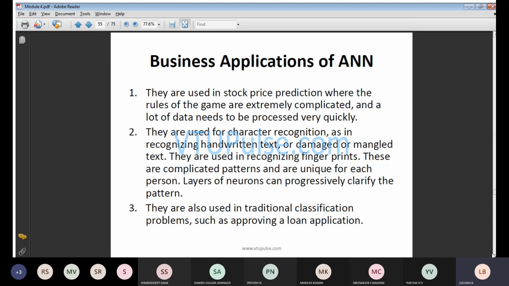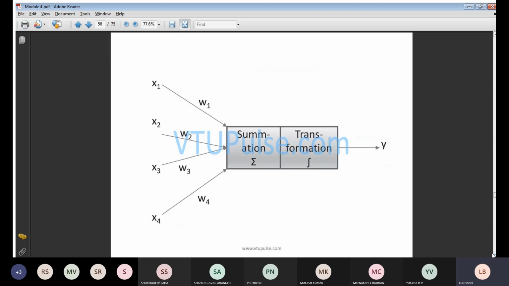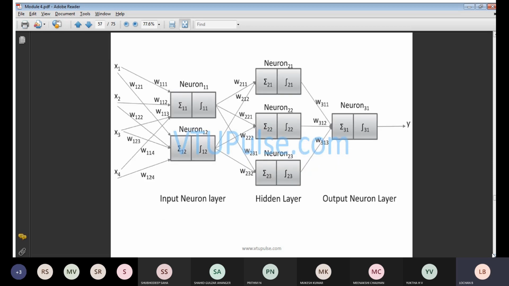Next, a traditional classification problem, for example loan applications, where you will have various inputs, that is X, and W, which are the weights. For example, they have taken 4 data variables, but you may take any number of variables. Finally, we make the summation and process the operation. Once you process the operation, you get the result in the Y part. So everything is related.